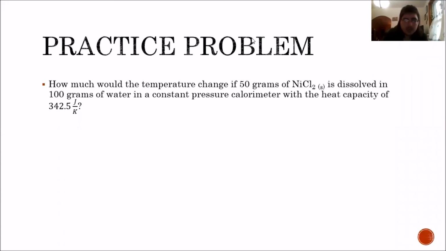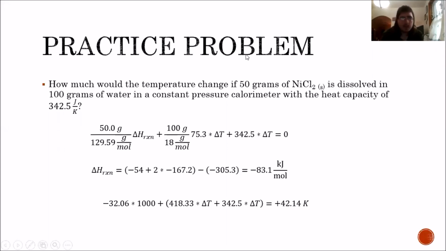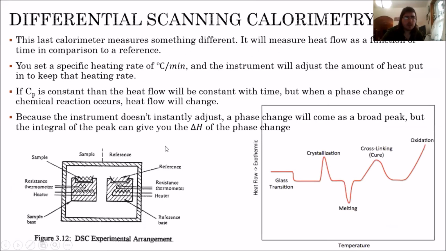Okay, there's essentially one other tool we can use in the trade right here, and that's the differential scanning calorimeter. While the bomb calorimeters measure the delta H of reaction, the differential scanning calorimeter does something completely different. It will measure the heat flow as a function of time in comparison to a reference point.